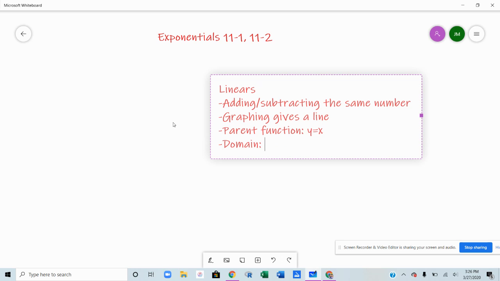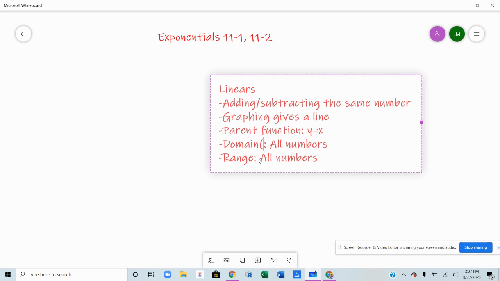Your domain in this case is all numbers. Remember, domain is dealing with x. So we usually write it down as negative infinity less than x less than infinity, but that's simply just saying it's all numbers. And the reason for that is because your line is extending forever and ever left and right. And then your range is actually the same thing. Remember, the range is talking about your y's, whereas your domain is talking about your x's.